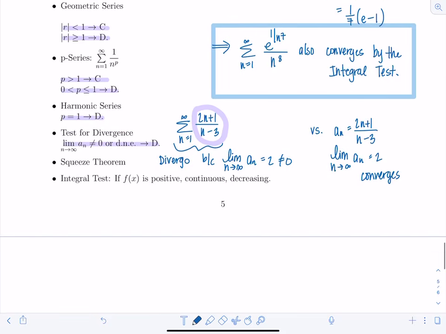All right, you can also use the squeeze theorem, and we considered an example with sine and cosine where that worked out nicely. And then now our new test to add to the list for convergence or divergence is the integral test. And make sure you memorize the conditions that go with applying the integral test. 3 of them. F has to be positive, continuous, and decreasing. All right, that concludes the lesson, and stay tuned for more tests for convergence or divergence.